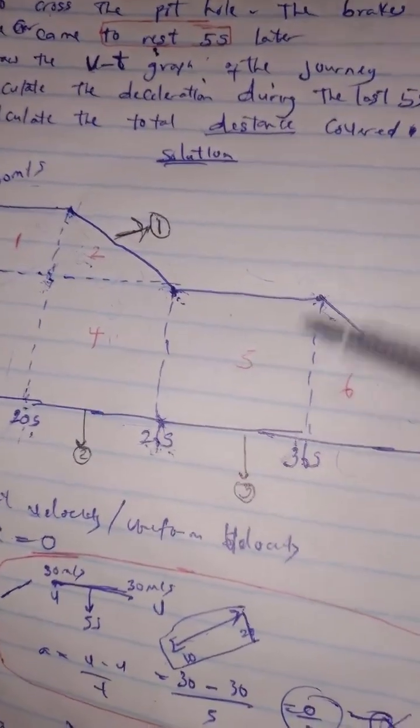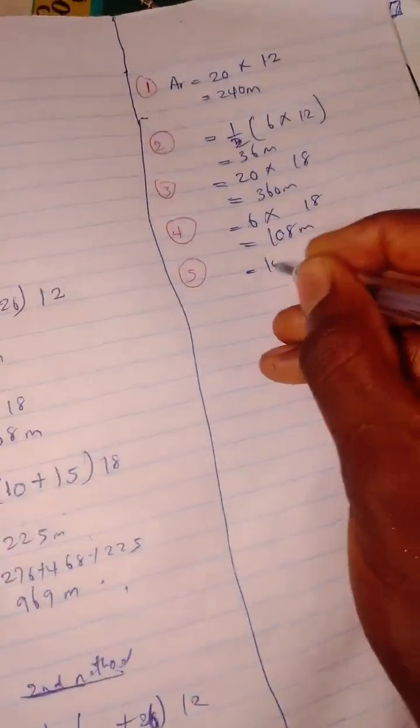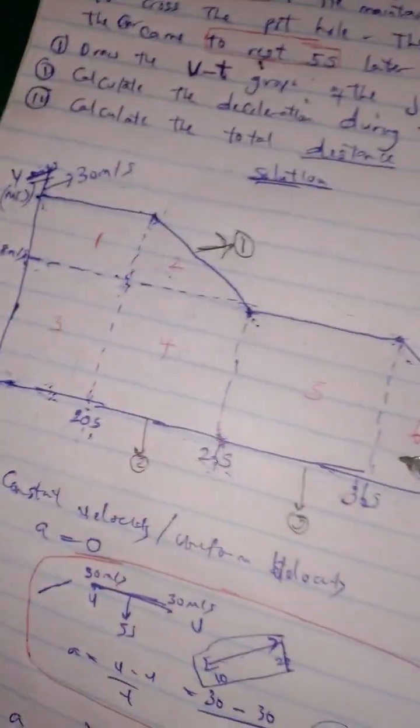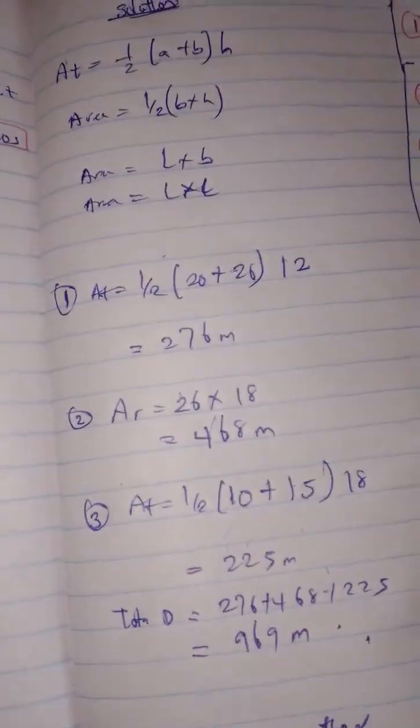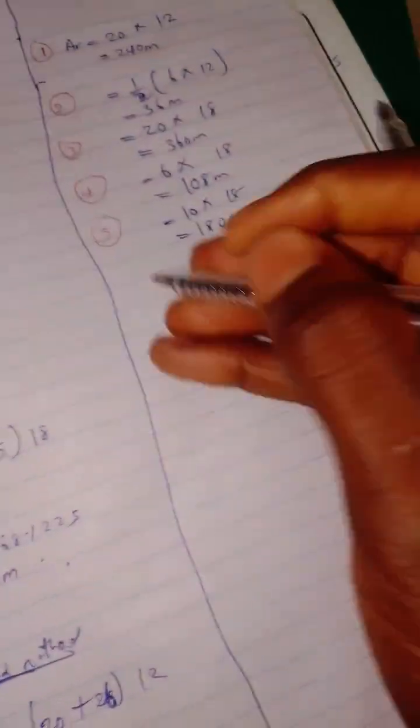Okay. Then let's do our 5 also. 5 is also a rectangle. That's from this point to this point, our length, and this is our height or breadth. So this is 26 to 36. That is 10. And the height is 18. That is 180 meters. Automatically. So right now, let's do our number 6.